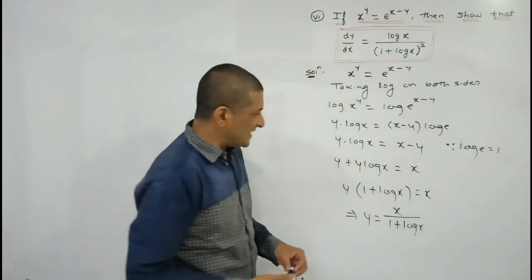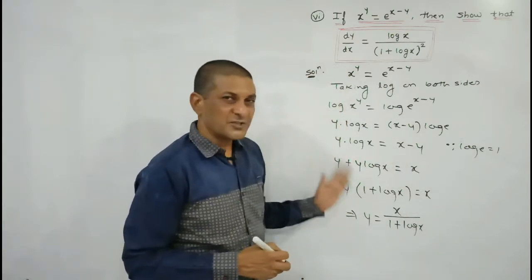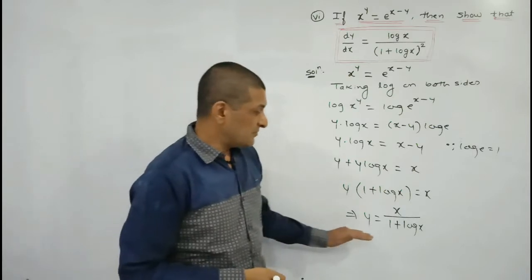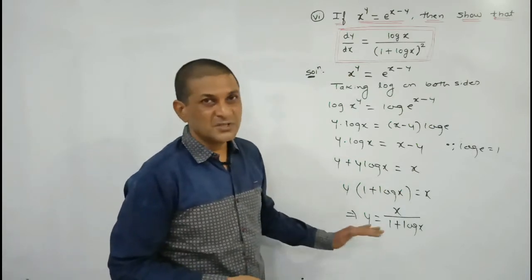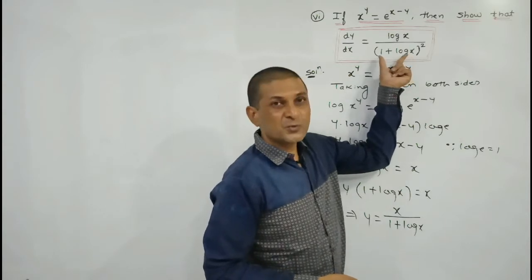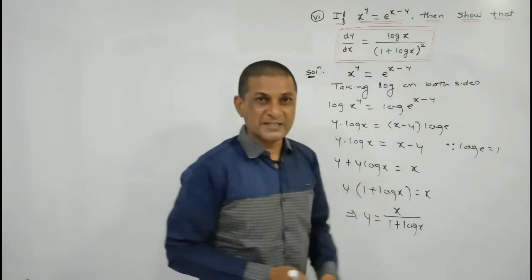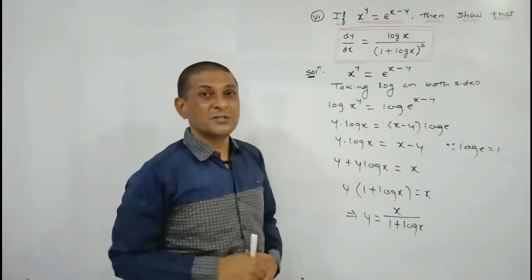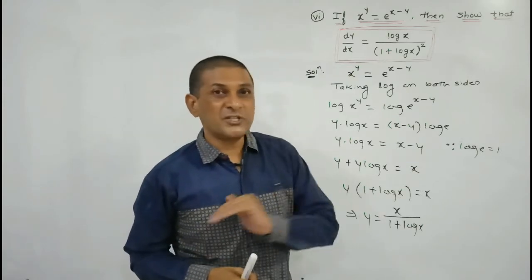Now as it is, here also we are able to differentiate it with respect to x, but we have simplified this function in this form, because if you observe the result, in the result the denominator is what? Square of 1 plus log x, and such type of result we will get in case of what? Quotient rule.